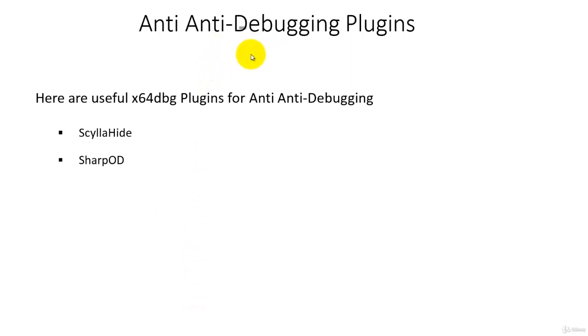There are also anti-debugging plugins. Anti-debugging is where the software itself detects that a debugger is attached and therefore will refuse to execute. And there are two very popular plugins which can defeat this anti-debugging.